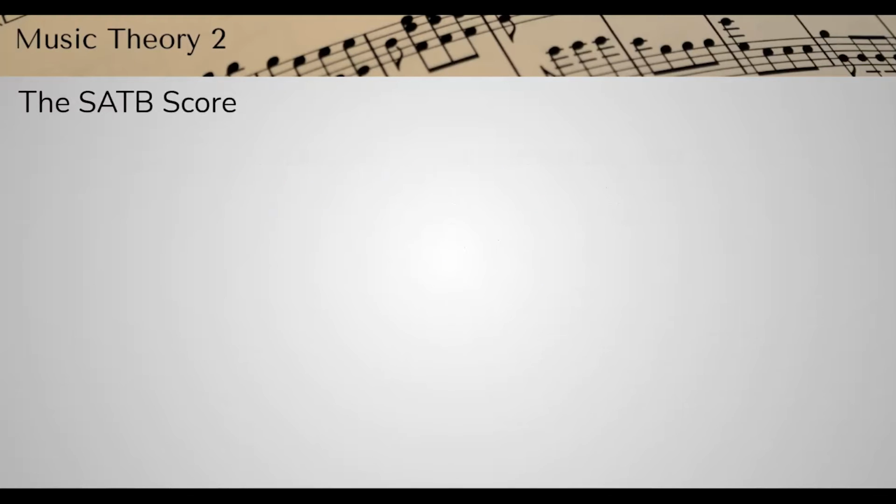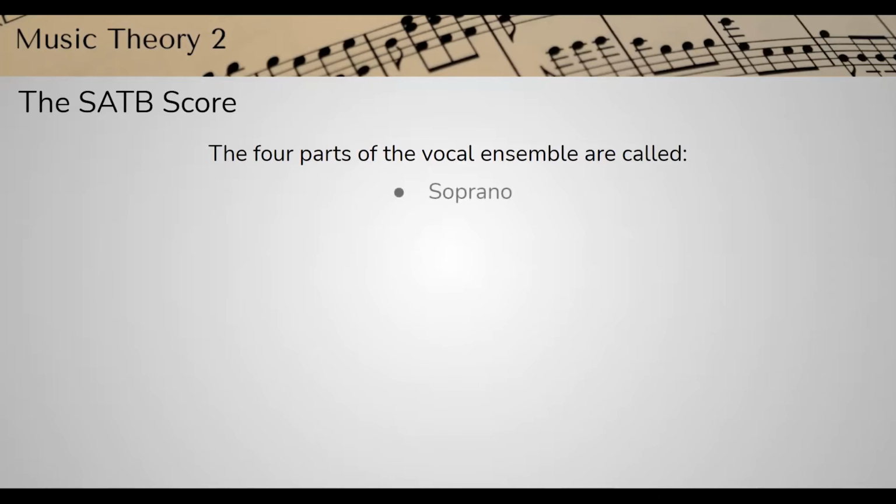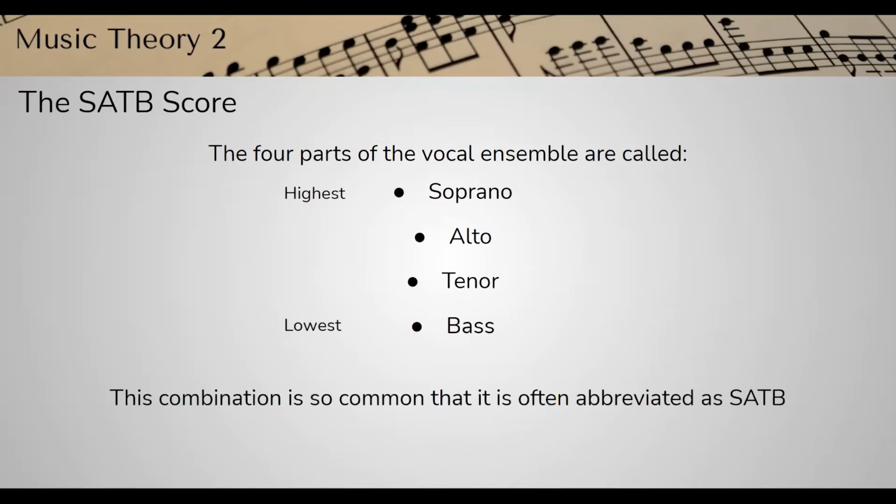Okay, so let's talk about what this is specifically. The 4 parts of the vocal ensemble that we're going to be using are called the soprano, right? And the soprano is the highest voice that we'll have, the highest part that we'll have. Then we'll have the alto, which is the second highest. Then we'll have the tenor, which is below that. And then we'll have the lowest voice called the bass. Okay? And they'll always go in that order.